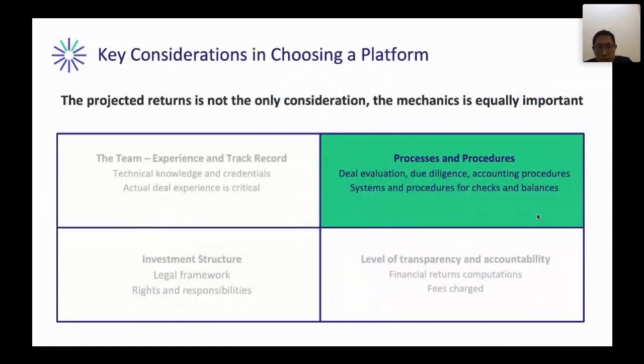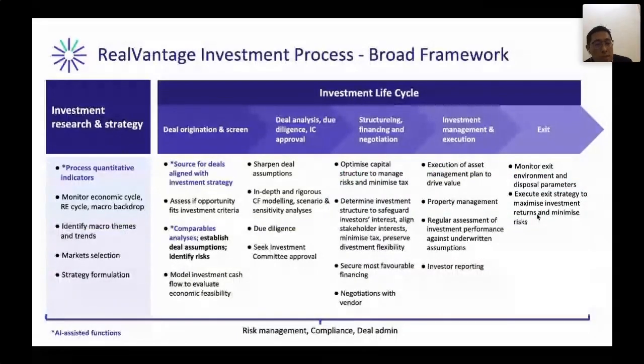The next section to highlight is process and procedures. Simply put, the platform should have a system in place to identify the right deals and to manage the deals, right? Next slide. Okay, so at RealVantage, this is how we do it. We have a very rigorous investment process, right? It starts with research, where we identify the right markets, the right type of assets. Next, we embark on what we call detailed underwriting, which entails a fair bit of financial modeling, scenario analysis, sensitivity analysis, before we actually go into due diligence.